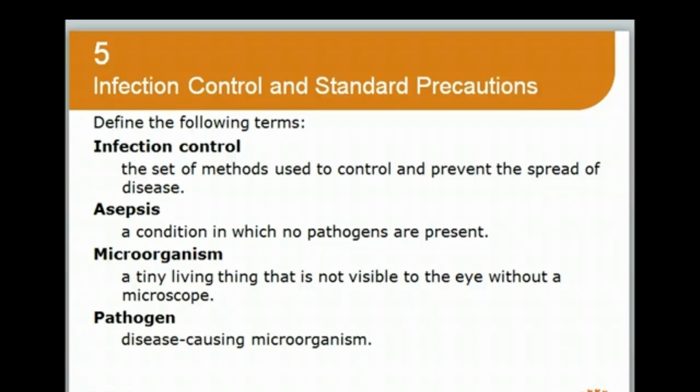Okay, welcome to Chapter 5. We will be talking about infection control and standard precautions. We're going to start off with some definitions. I want you to be comfortable with these terms. The first is infection control. This is a set of methods that we employ to control and prevent the spread of disease.